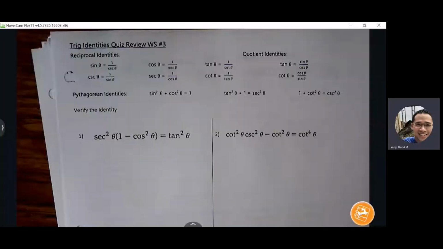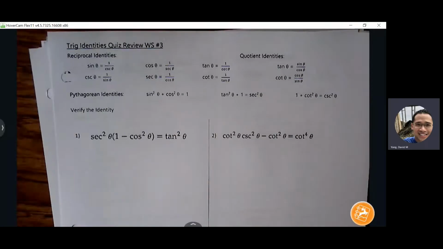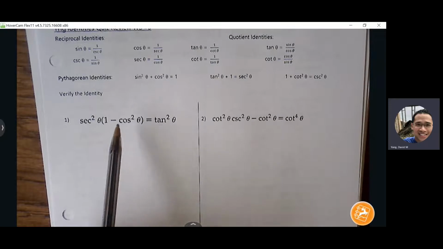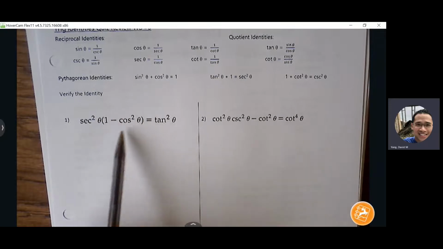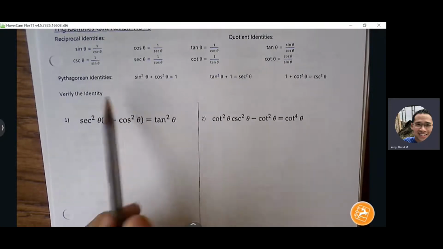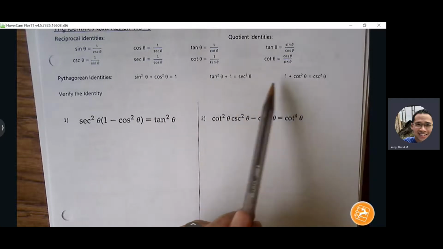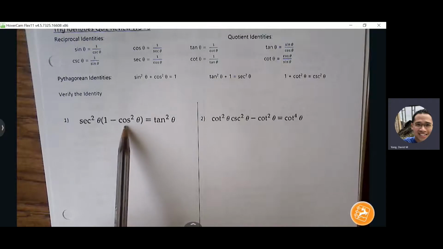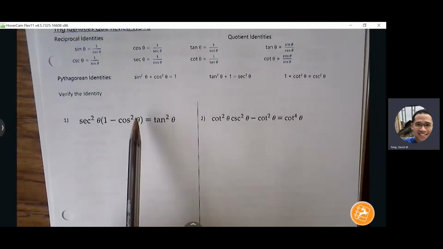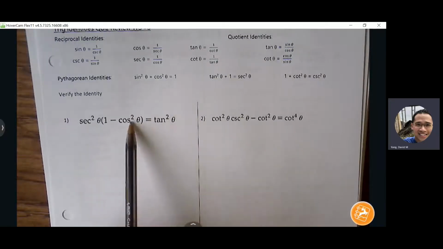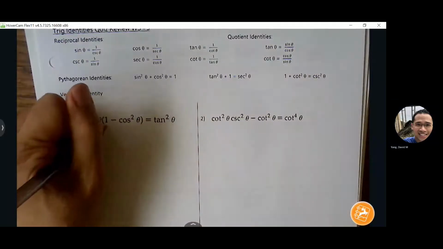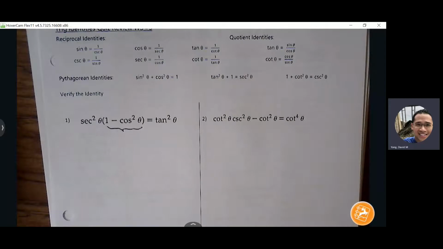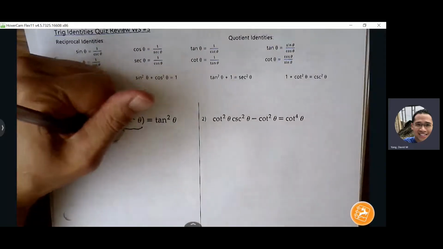Okay, so worksheet 3, here's number 1. I'm looking at the problem saying, well, do I see any identities here? I see a bunch of squared, so I'm always going to be targeting the possibility of applying a trig identity, a Pythagorean identity. I see 1 minus cosine squared. That's an easy spot for me to make a substitution. Replace 1 minus cosine squared with sine squared.